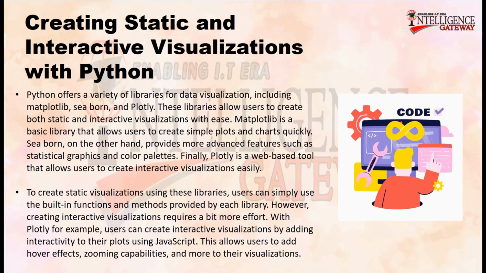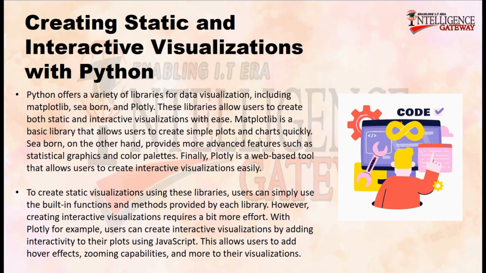Creating static and interactive visualizations with Python. Python offers a variety of libraries for data visualization, including Matplotlib, Seaborn, and Plotly. These libraries allow users to create both static and interactive visualizations with ease. Matplotlib is a basic library that allows users to create simple plots and charts quickly. Seaborn, on the other hand, provides more advanced features such as statistical graphics and color palettes. Finally, Plotly is a web-based tool that allows users to create interactive visualizations easily.